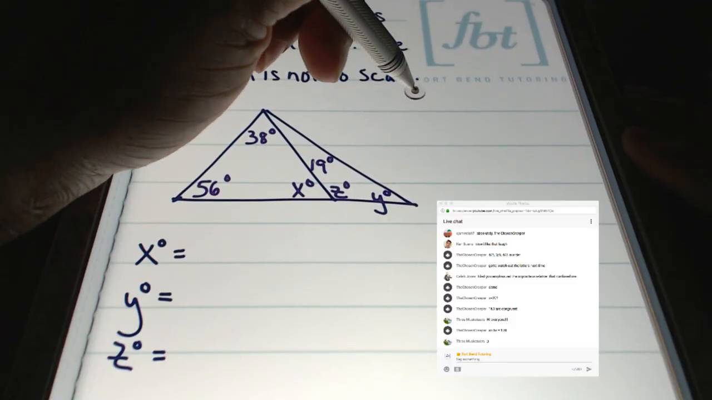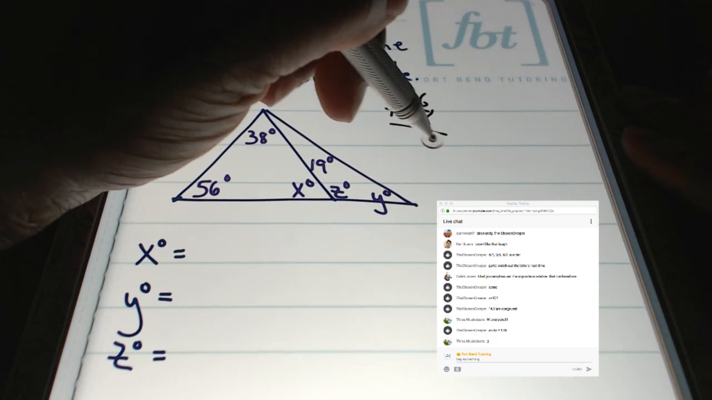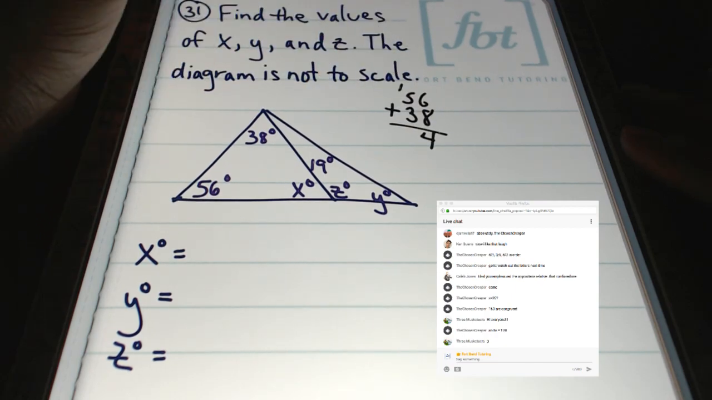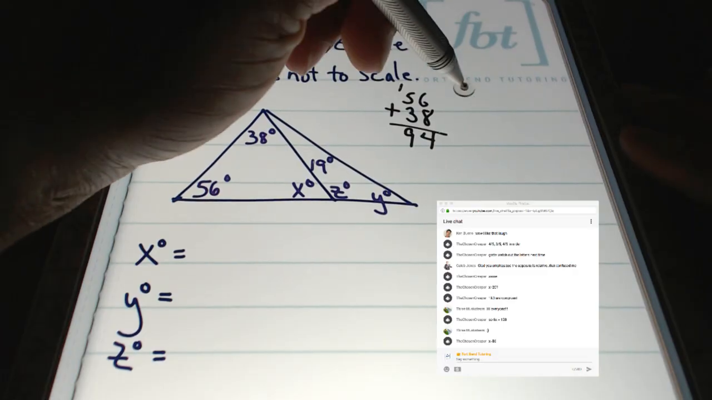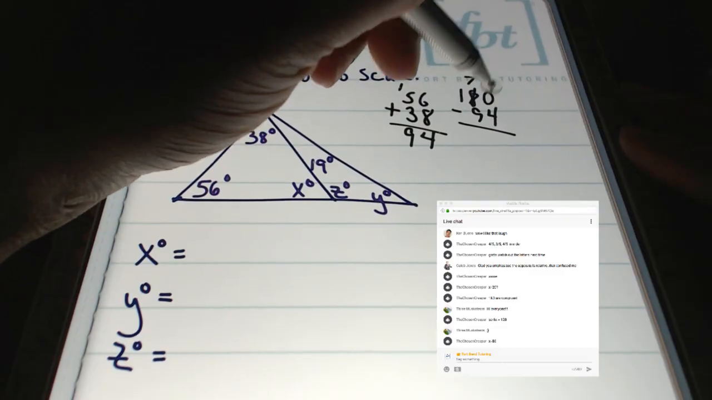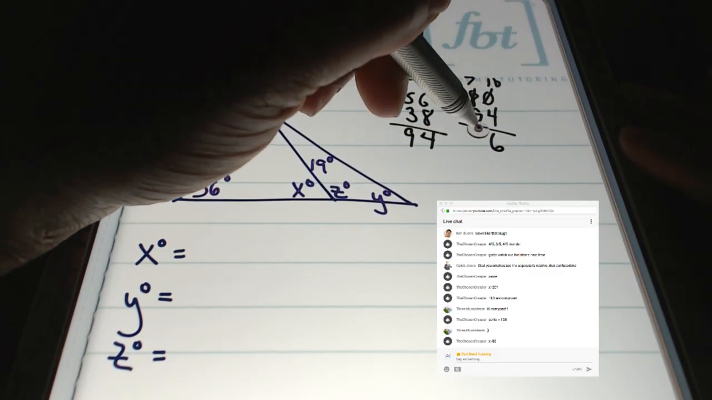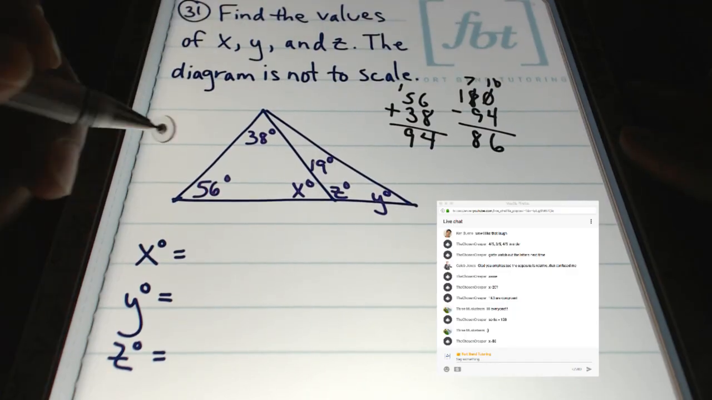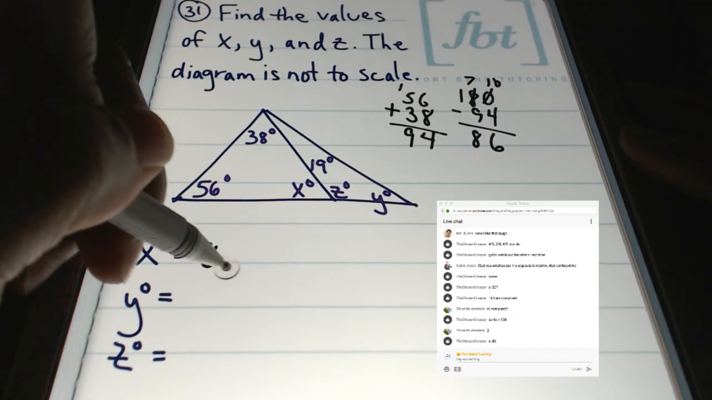So we're going to have the 56 plus the 38. We got 14, carry the 1 there. 1 plus 5 is 6. 6 plus 3 is 9. That's 94. We want to subtract this from 180, guys. So we're going to be borrowing here. 10 minus 4 is going to give us 6. 17 minus 9 is going to give me 86. So that means that angle X must be 86 degrees.